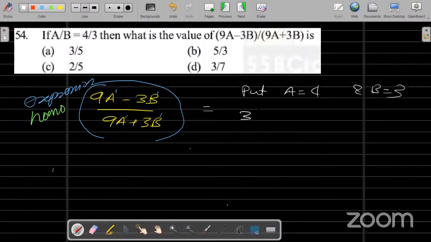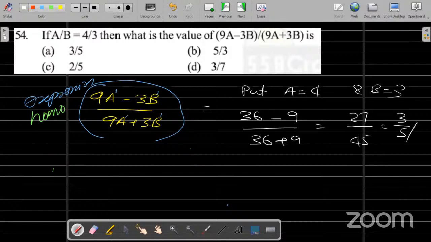9A, 9 into 4, 36, minus 3 into 3, 9, divided by 36 plus 9. 27 divided by 45. Dividing numerator and denominator by 9, I'll get 3 by 5. That will be the answer. Option A, 3 by 5, will be the answer to the question.